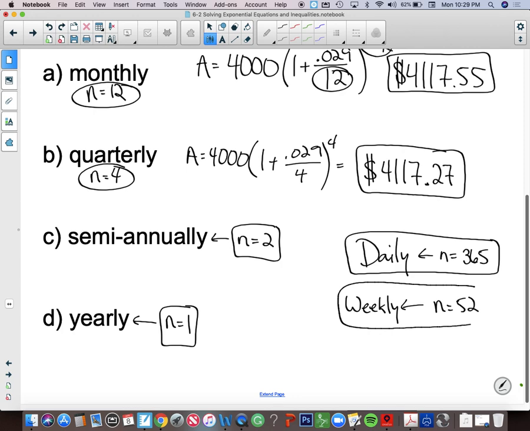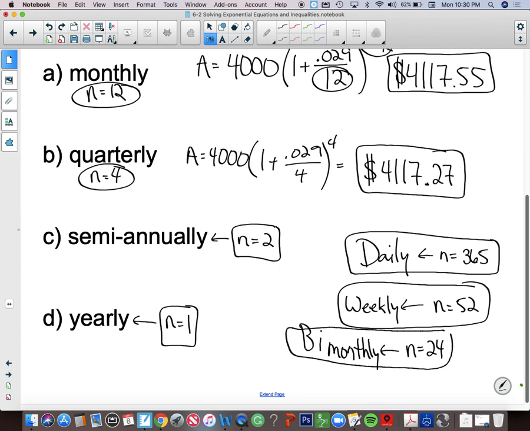So that should take care of a lot of the values of n that you're going to see. So monthly, quarterly, semi-annually, yearly, bi-monthly, you can see that. That's twice a month. Okay, so we'll write that up there, bi-monthly. Twice a month, if there's 12 months in a year and we're doing it 2 times per month, that's n equals 24. Okay, so those are the values for n.